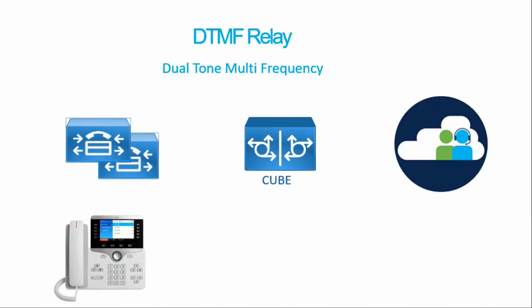So in this example, we have a phone which generates a DTMF 1 that goes to the call manager, and then the call manager passes that information to the CUBE router. Our CUBE router is capable of passing those DTMF tones to the contact center environment or maybe to the service provider. Now let's talk about the DTMF types.